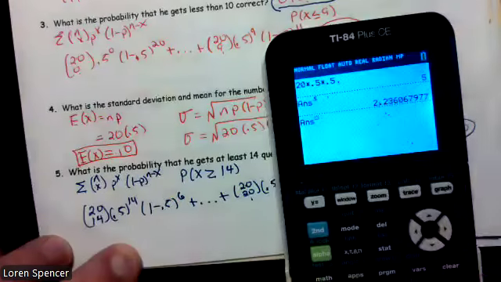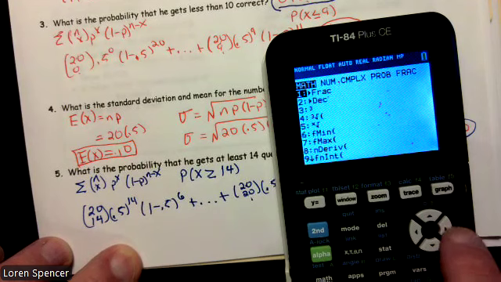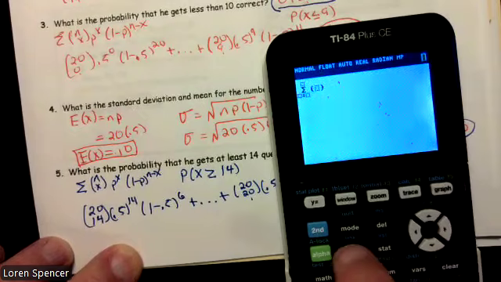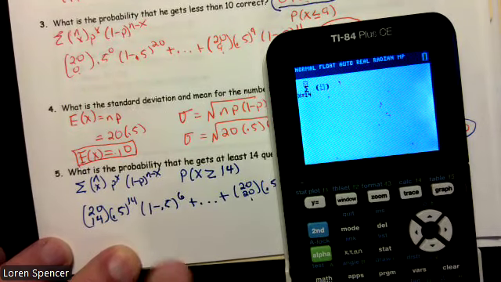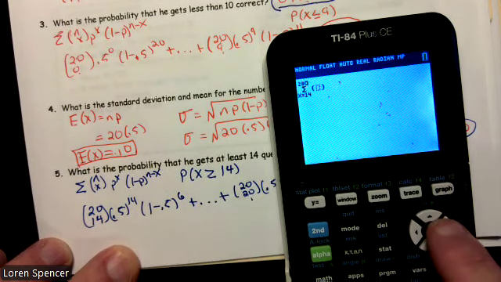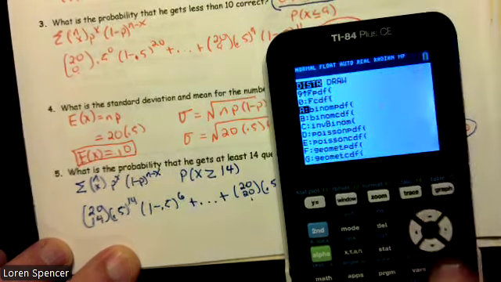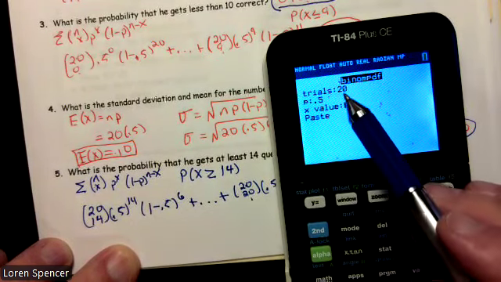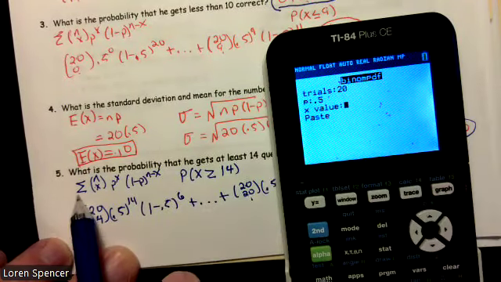All right, so here we go. Math, drop down to the summation. X is 1. Oh, excuse me, x is 14 because that was the lowest value we circled. The highest value was 20. Second vars, binomial PDF, and trials is 20. Our probability of success is 0.5, and we're using x because we're using a summation.